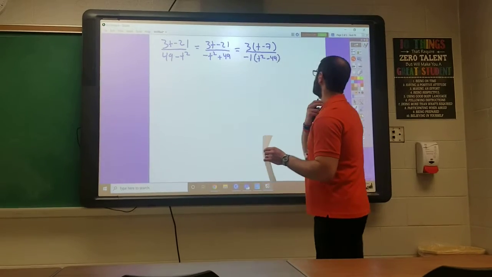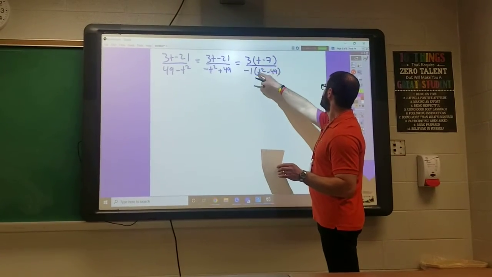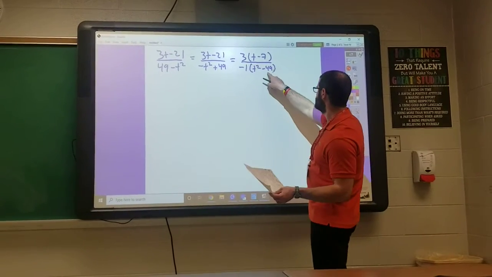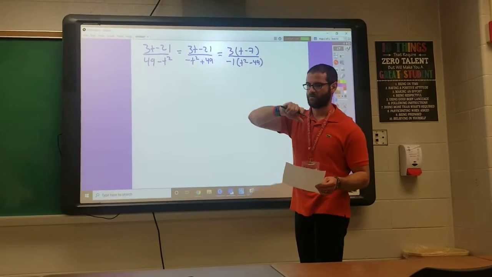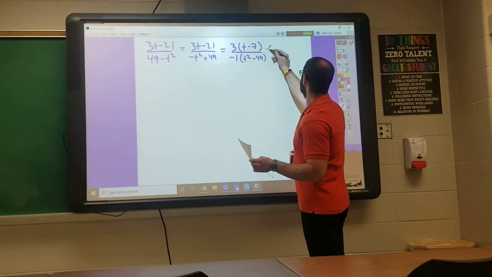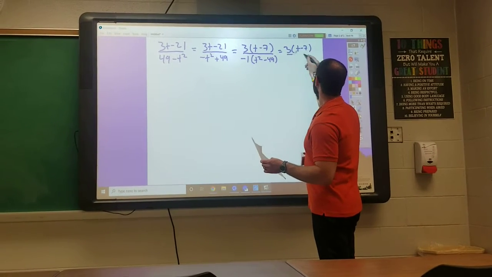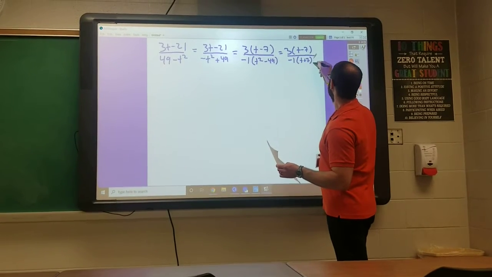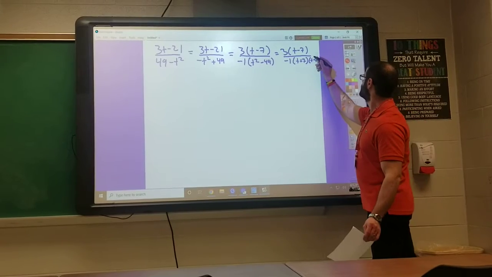Okay. And let's see. Well, t squared minus 49, that's another difference of squares, right? So think of what the square root of 49 is. 7. And remember, difference of squares is always one's a plus, one's a minus. So I have 3 times t minus 7. And then at the bottom, negative 1 times t plus 7, t minus 7, like that.